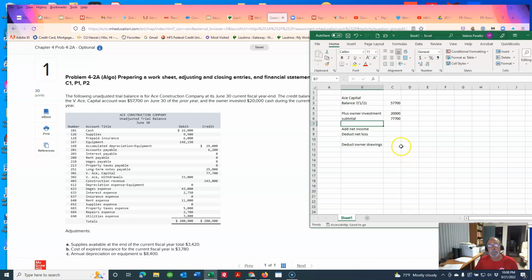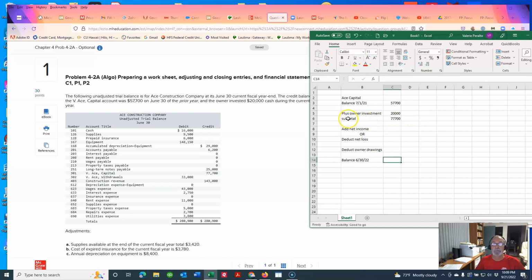Okay. So we don't know what the drawings are, but we'll probably be able to get an idea of what drawings are when we take a look at the information given in the problem. And so we start with the beginning balance. We add owner investment. We add net income or deduct net loss. Let me put a line in here. Say or. So we know it's not both, but either or. They're running through these various amounts. We end up with the balance at the end of the year, which in this case would be June 30th, 22.